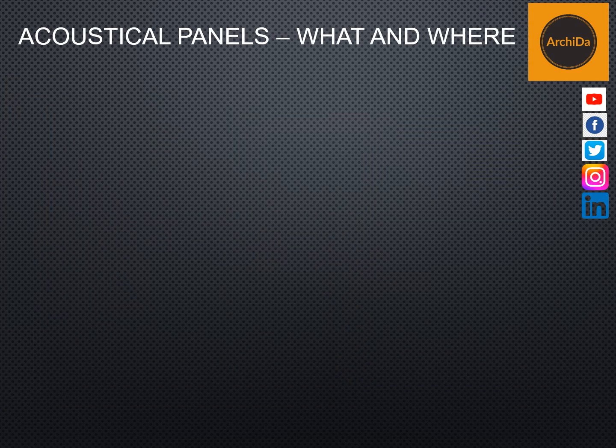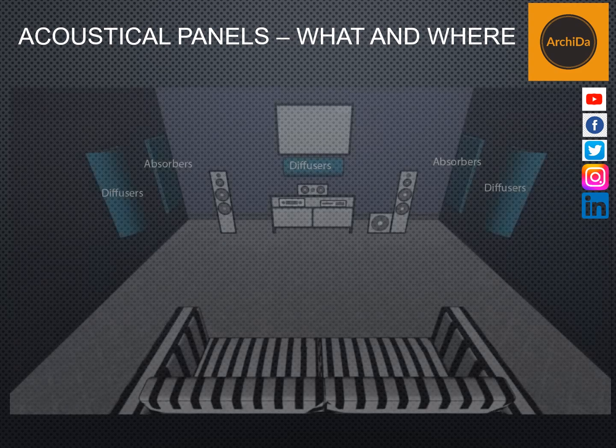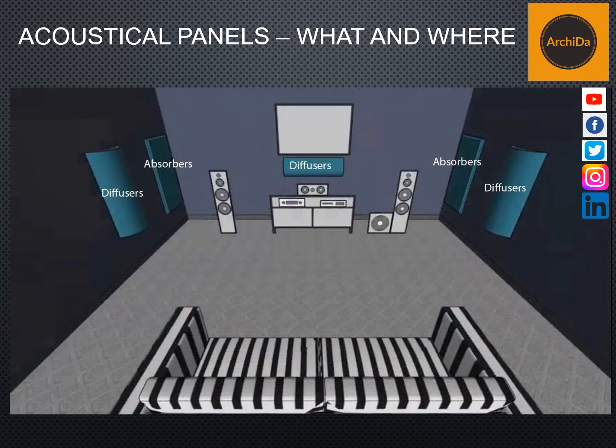Now, where do you place acoustic panels? For absorbers, you place the acoustic panels at the first place on the wall where sound waves tend to hit before reaching the listener's ears. You place them 3 feet to 6 feet up from the floor in areas where much of the sound is produced by people sitting or standing in an enclosed space.